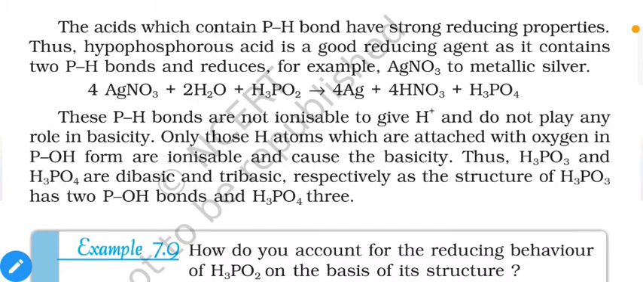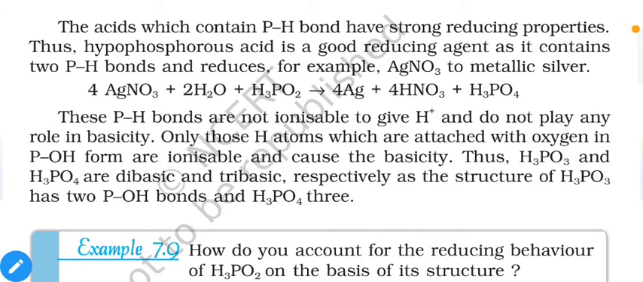So if the hydrogen attached to phosphorus is removed, it will take its electron with it, so no H plus will be released. Either it will be released in the form of a hydrogen atom or it won't be released at all. That means you cannot get H plus when hydrogen is attached to phosphorus because of the very small electronegativity difference. So the only option available to get H plus is from the OH group. So only those H atoms which are attached to oxygen in P-OH form are ionizable and cause the basicity.